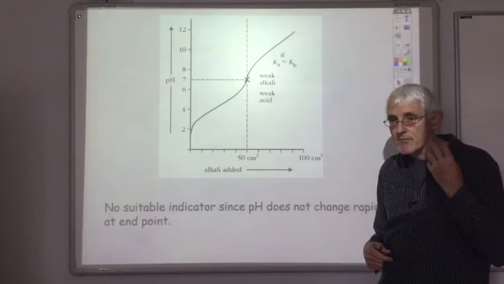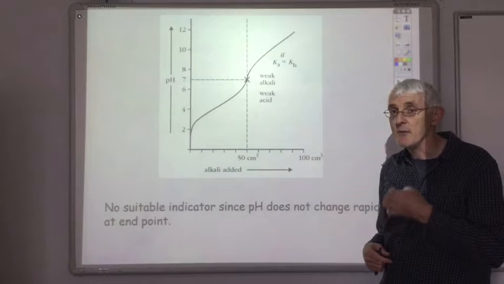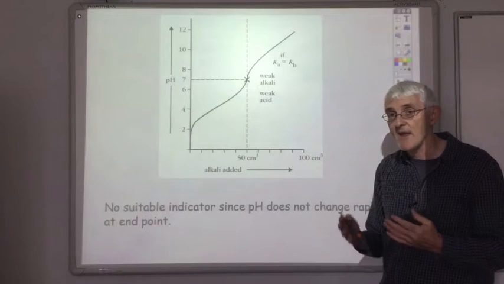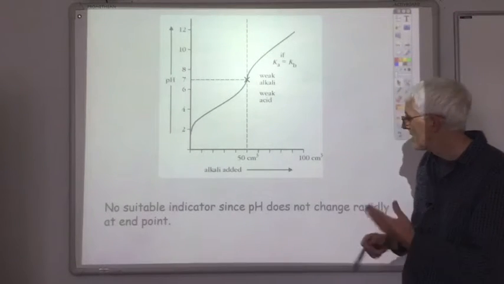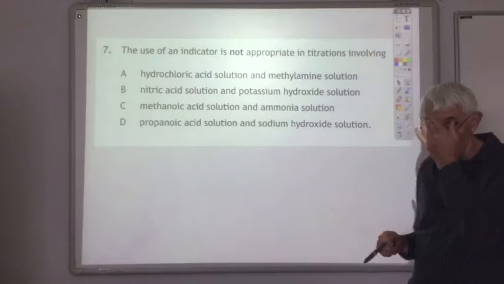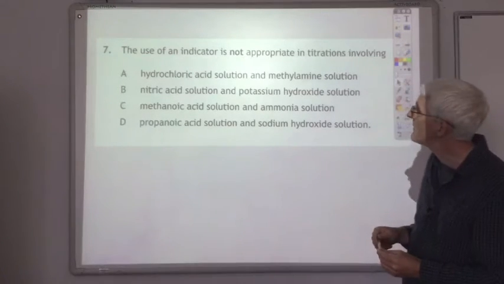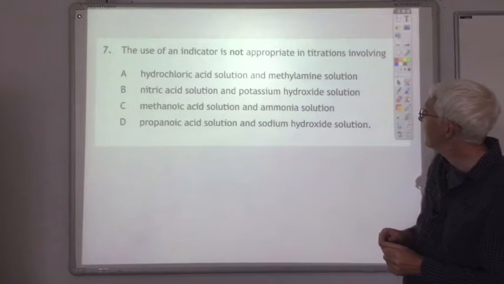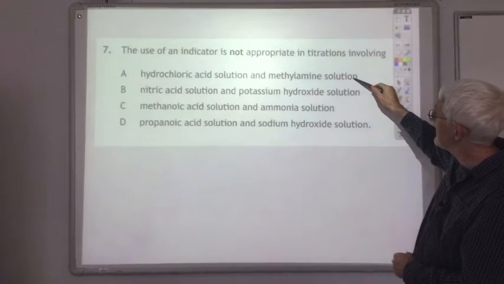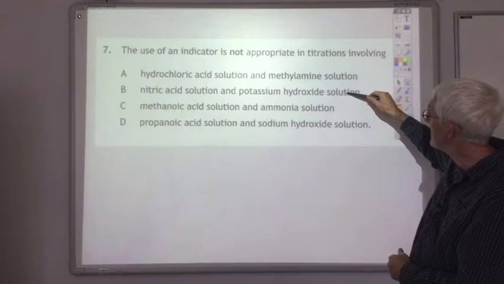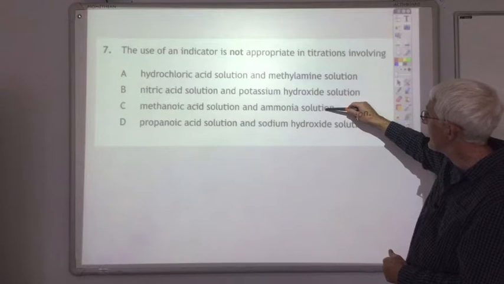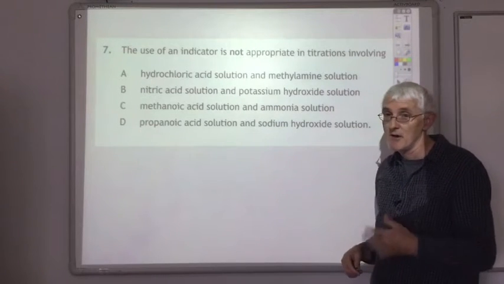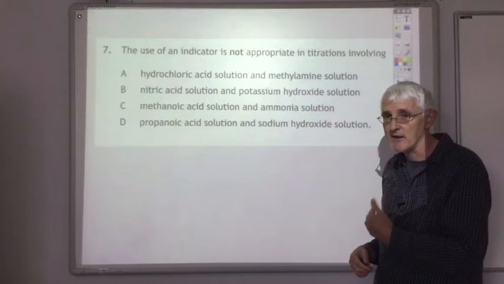So you should have the knowledge now to choose an appropriate indicator for any given titration, depending on whether or not the acid and alkali are weak or strong. Just want to show you a question from, I think, last year, the 2016 paper. It says the use of an indicator is not appropriate in titrations involving: A, hydrochloric acid and methylamine; B, nitric acid and potassium hydroxide; C, methanoic acid and ammonia; D, propanoic acid and sodium hydroxide solution. So pause the lecture, have a wee think about that and decide what the correct answer is.